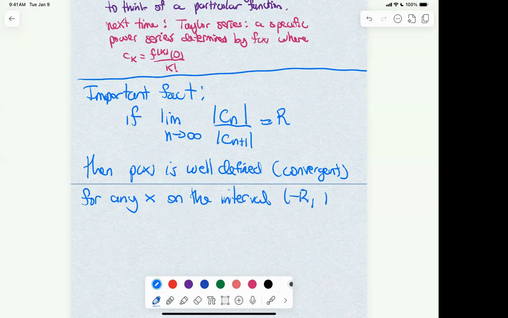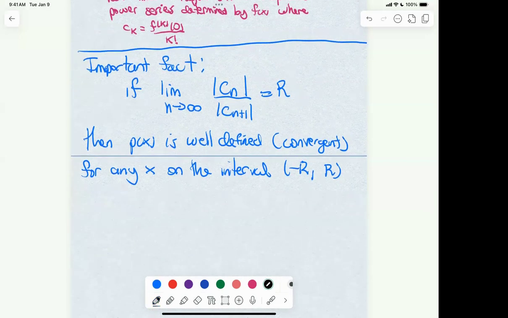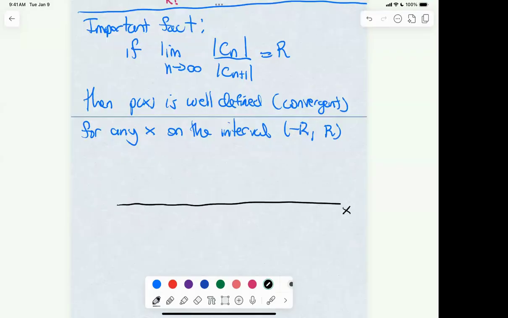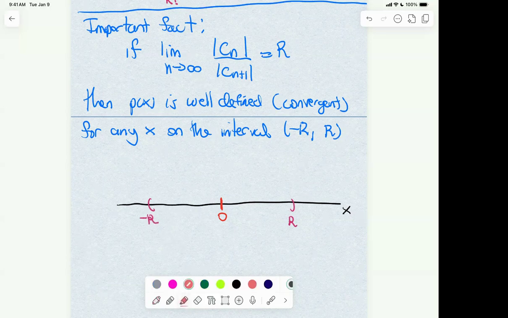negative r to r. The way you should think about it, as in the picture from last time, is that you have the number line. x equals 0 is safe. You can evaluate the power series there. And then around the number, there's a safe zone, which goes from negative r to r. So if you choose a value of x anywhere on this interval, you know that the value of the power series is a finite number.